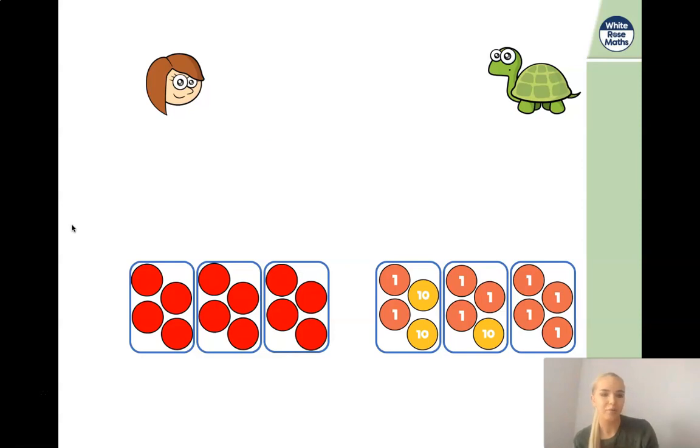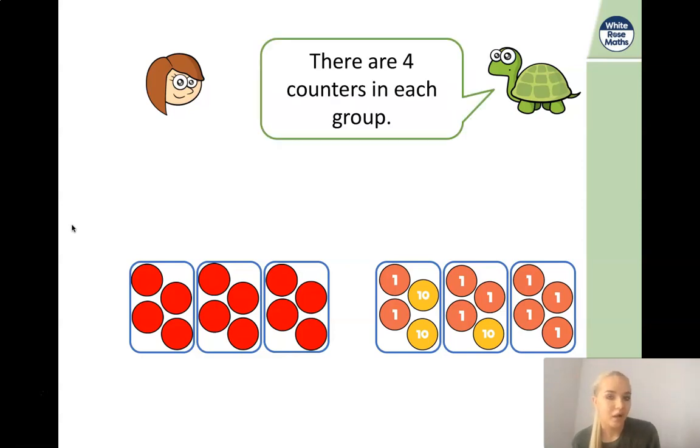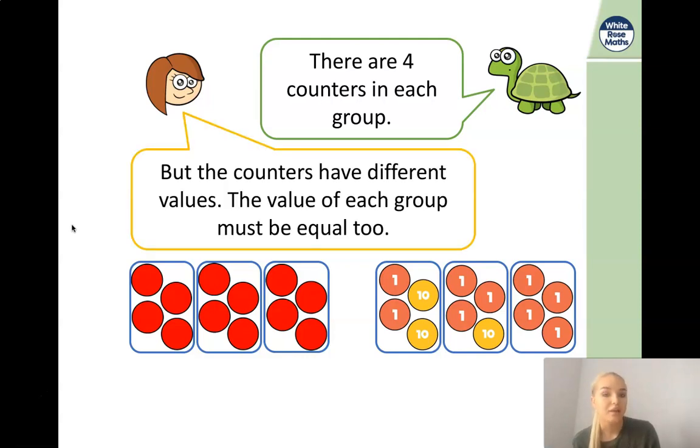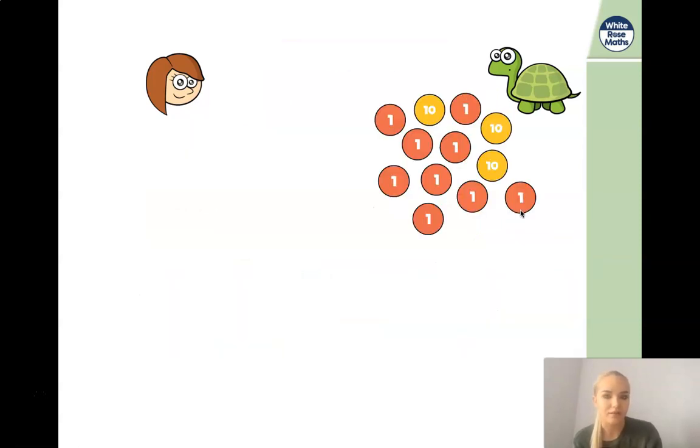Let's find out then. Well, Tiny has said there are 4 counters in each group. That's right, there are an equal amount of counters in each group. But the counters all have different values. So we can see here that we've got 2 10s in this box, but we've got no 10s in this box, which means they're not the same value. For it to be a correct division method, the value of each group must be equal, and that's what we're going to be focusing on today.